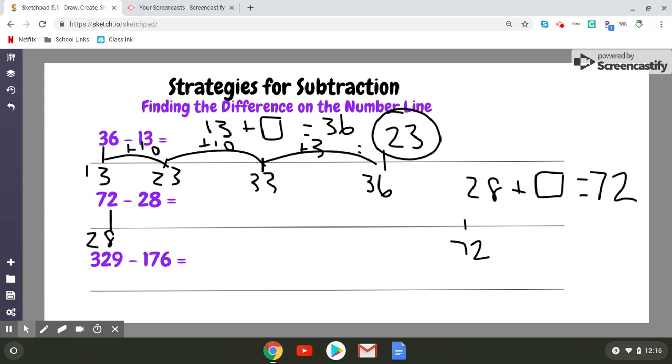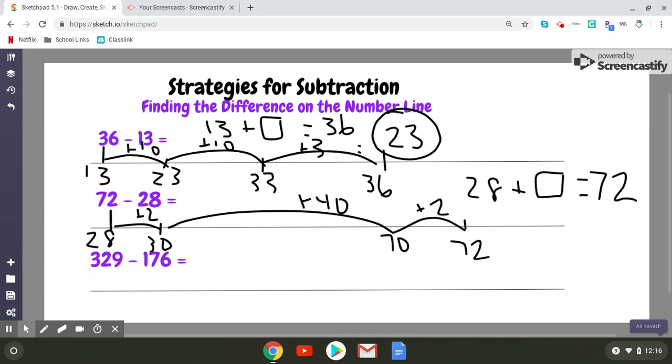One thing I try and show them that's an easy way to do this, and they don't have to, how they count up depends on what they're most comfortable with. But I sometimes will count up 2 more, or however many more I need to get to that next landmark, which is 30. And now that lets me add on a lot easier. So I know that 30 plus 40 is going to equal 70. And now I just have to add 2 more to get to 72. Now I can add on the numbers that I have on the top here. 40 plus 2 is 44. So my answer is 72 minus 28 is 44.